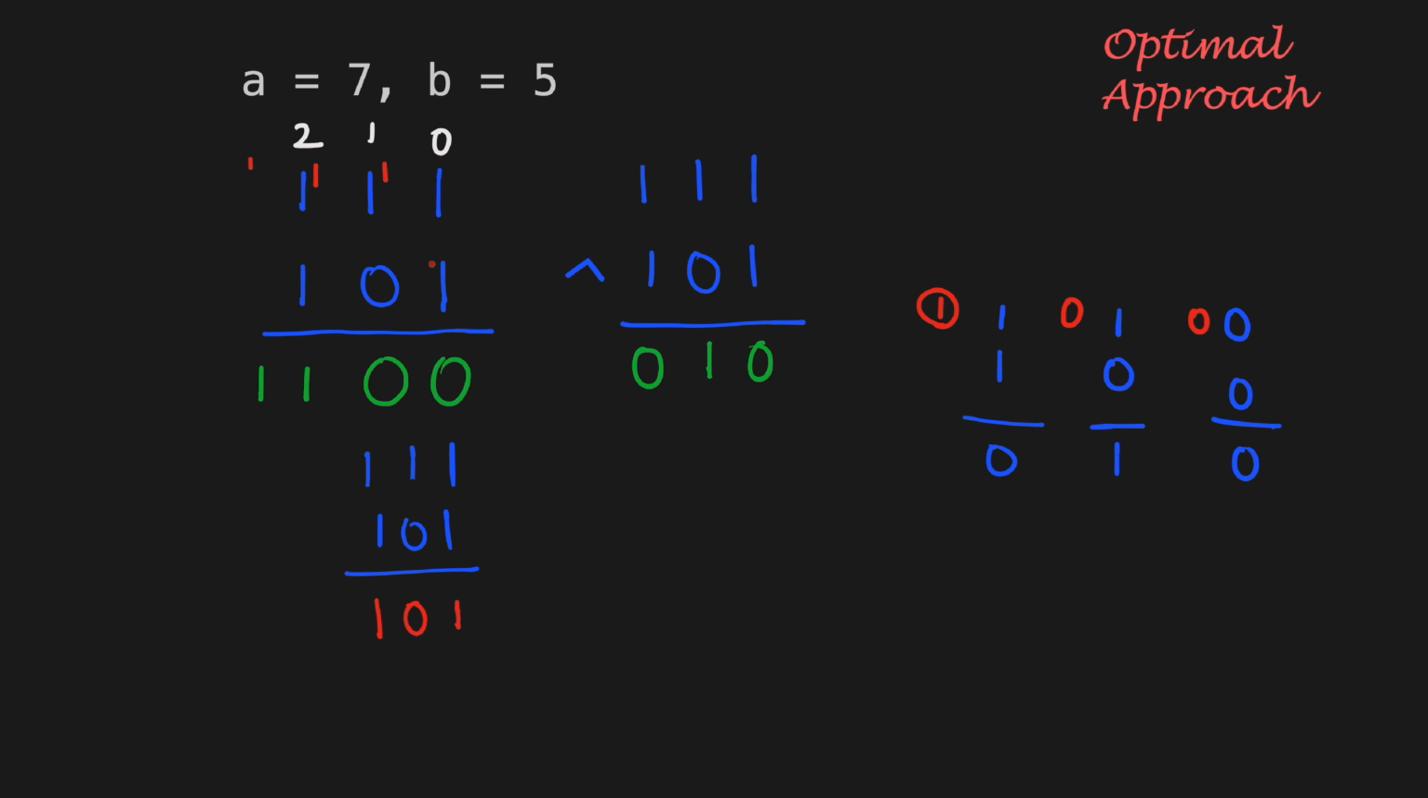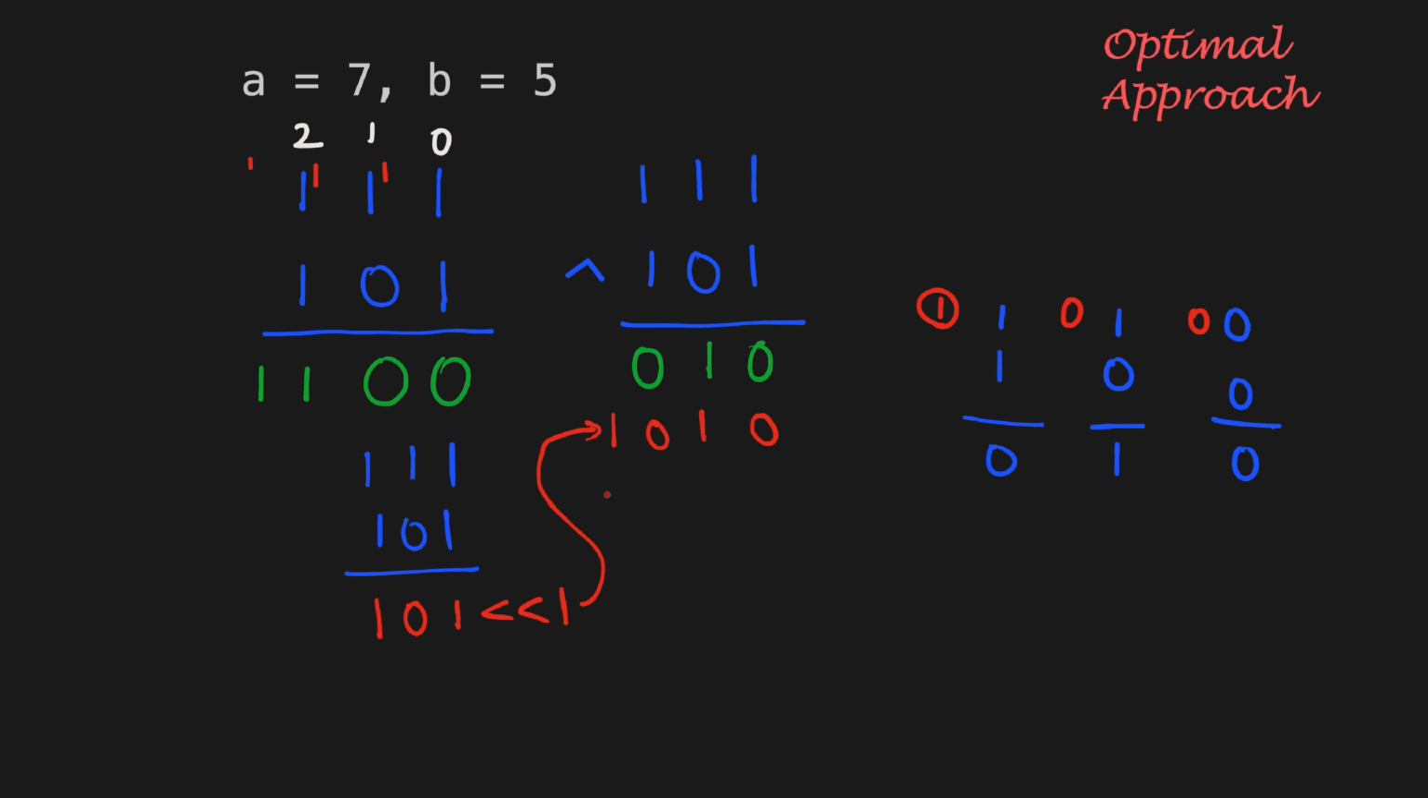For example, when we produce the carry here, we add it to the next bit in the number. To achieve this, we can left shift the carry by 1. This ensures the carry contributes to the correct higher position in the sum, aligning the bit positions correctly. For example, here if we left shift 101 by 1, we will get 1010.